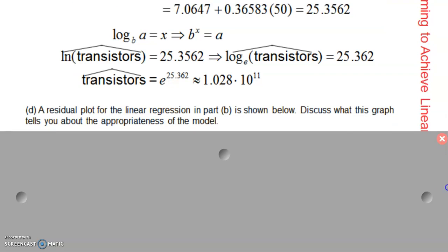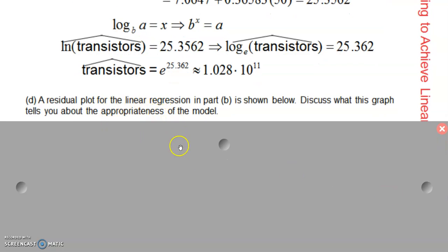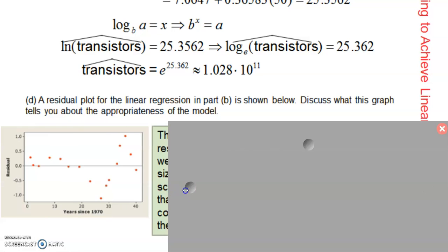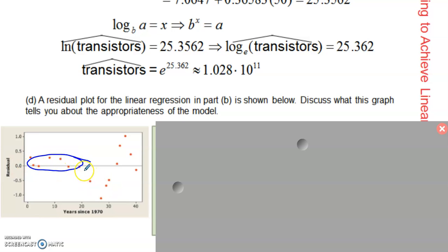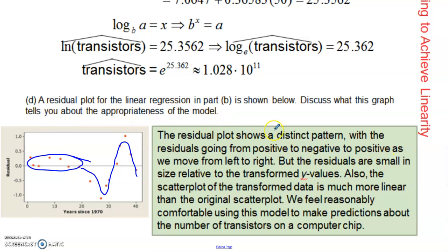All right, next. A residual plot for the linear regression is shown below. So we didn't really check our residual plot, and when we look at this residual plot, we might notice something a little concerning. You can see that at the beginning here, it looks pretty good. It's randomly scattered above and below, but then after that, we've got this weird kind of shape to it. So what does this graph tell us about the appropriateness of the model? It shows a pattern with the residuals going from slightly positive, to pretty negative, and then to positive as we move from left to right.